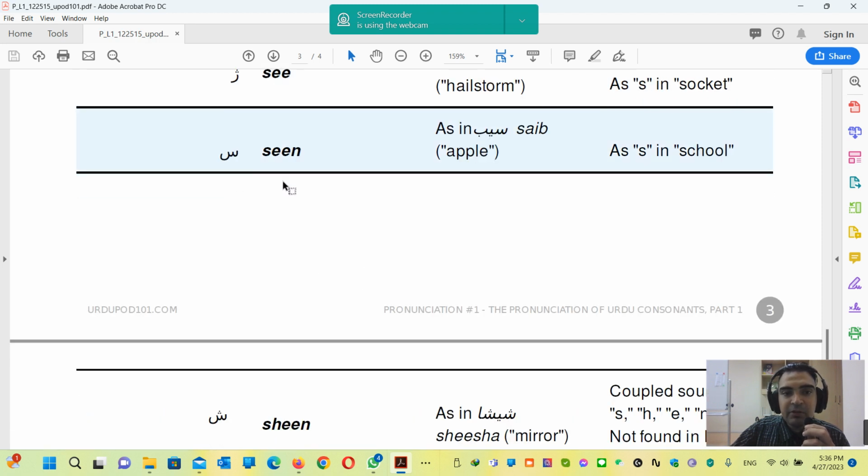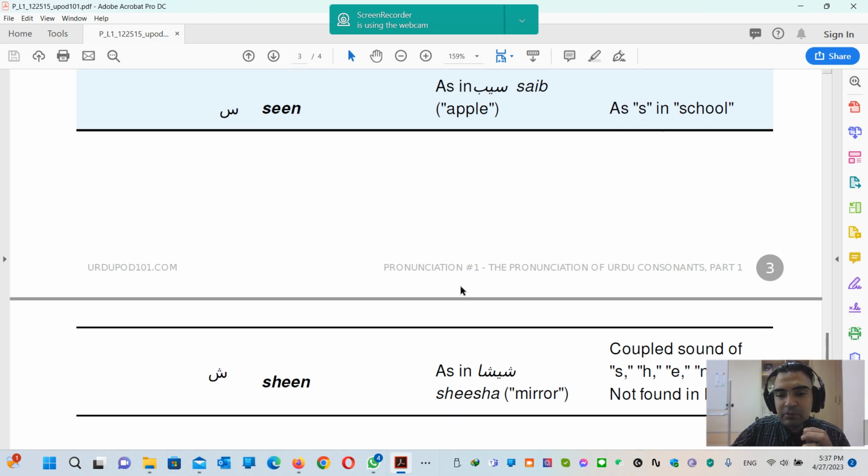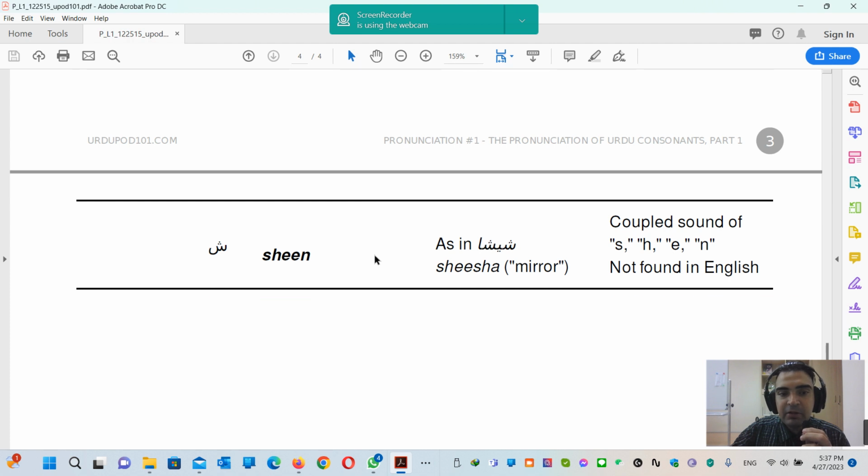And then we have the word seen, as in saib. The word saib is for apple, as used with S in school. So seen is another alphabet that is used in Urdu, as in saib, the word for apple, with S as in school, if you want to compare with the English sound.